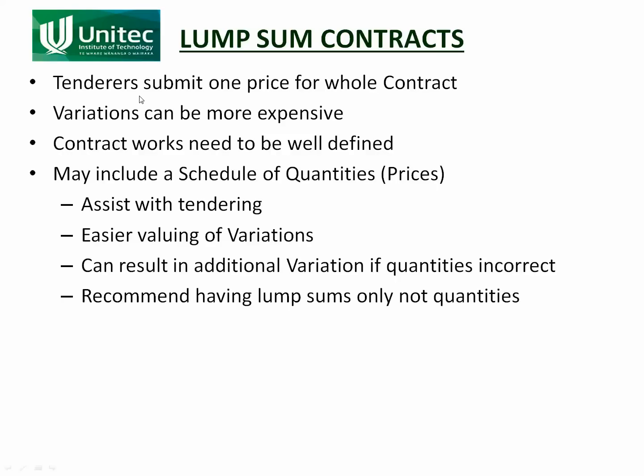So lump sum: the tenderers submit one price for the whole contract. If there's a variation, if the client wants to change things later on, it's going to be more expensive, because it's very hard for the contractor to price it all up when all he's done is give one price to do the whole lot. The contract works need to be well defined. So if you're doing earthworks or pipe laying or something where the quantities can vary due to variations such as the climate or the ground conditions, then this is not a good contract to use.